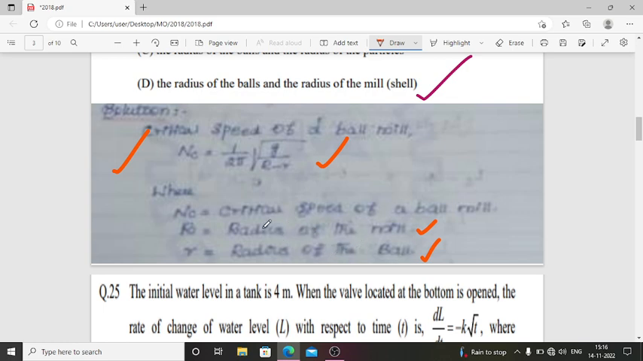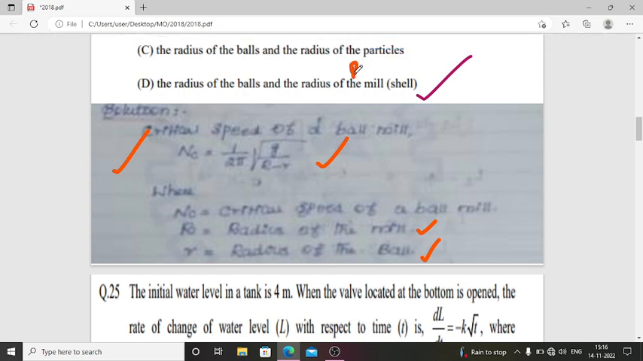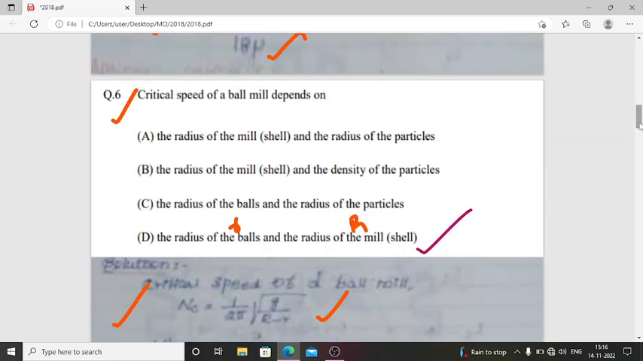Radius of the mill means capital R. Okay, this is the capital R. Radius of the ball, this is small r. So the critical speed of a ball mill, NC, depends on small r and capital R. Small r is the radius of the ball, capital R is the radius of the mill. Okay. So here answer for this question is option D.